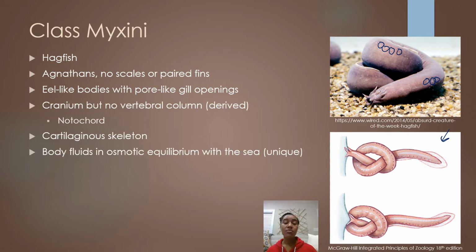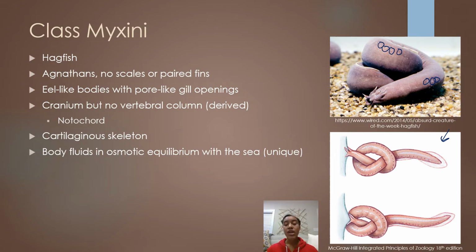They have a cranium but no vertebrae. This is a derived characteristic. So instead of having a vertebrae, they maintain their notochord, which is obviously derived because all the organisms that belong to subphylum Vertebrata would have had a vertebral column, but they've lost theirs secondarily. They have a cartilaginous skeleton, so their cranium is made of cartilage rather than bone.